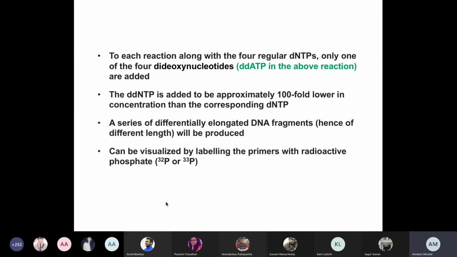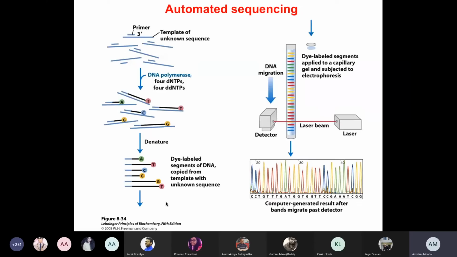But as I have mentioned, it used to be really laborious. So that's why people came up with automated sequencing. In this case, you do not set up four different reactions; you set up only one reaction. So say, for example, this is your template, this is your primer. In this case, the primer is not labeled; the primer is non-radioactive. But you add all four dNTPs and four ddNTPs in much lesser amount, and all four ddNTPs are labeled with fluorophores.